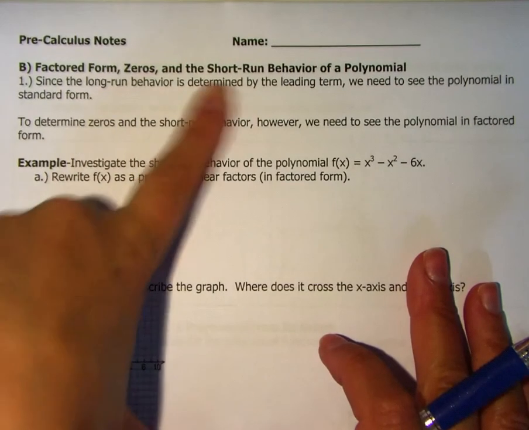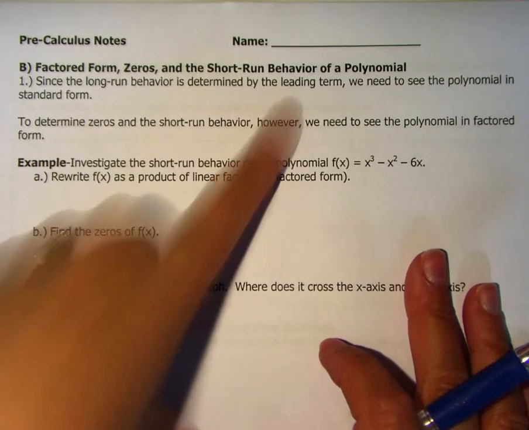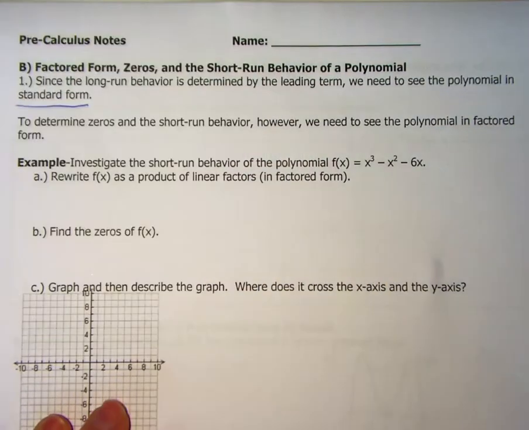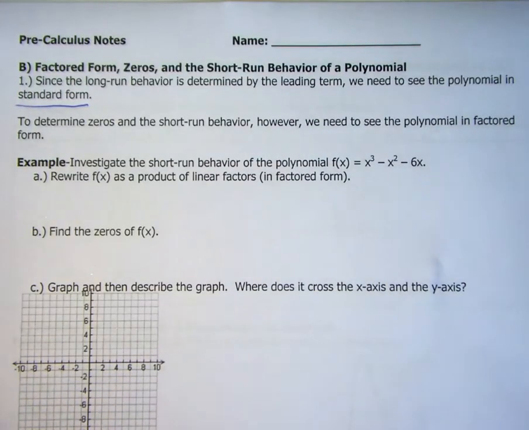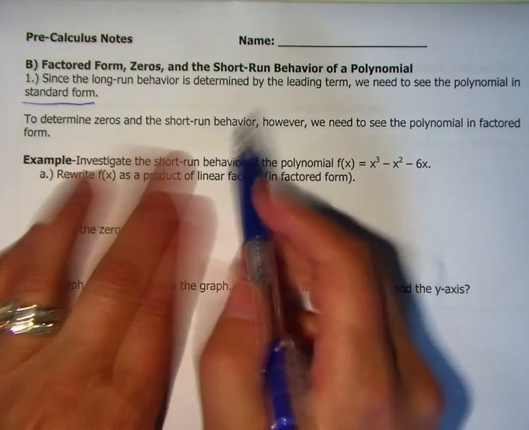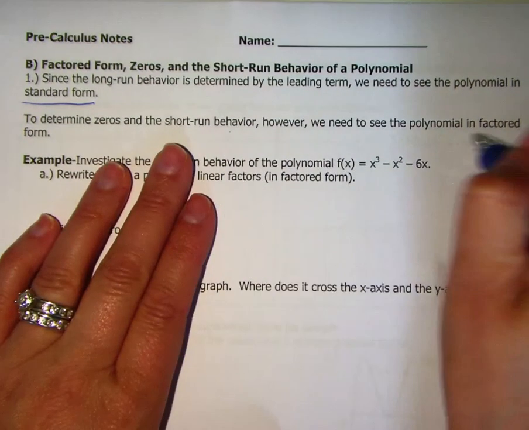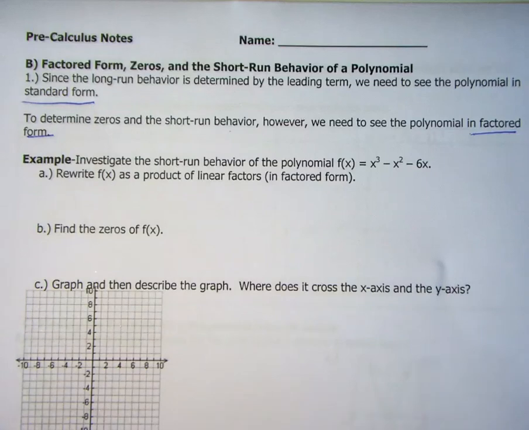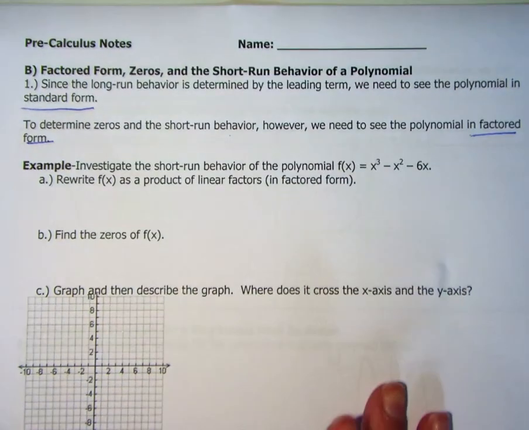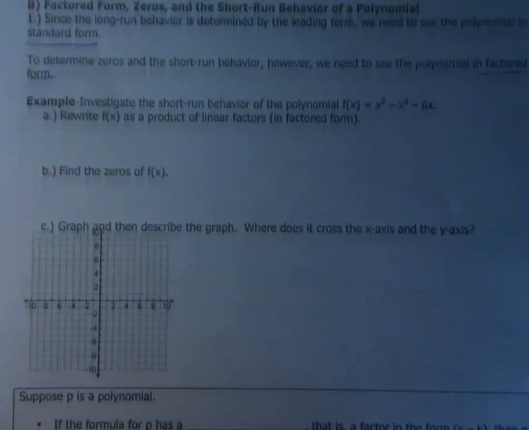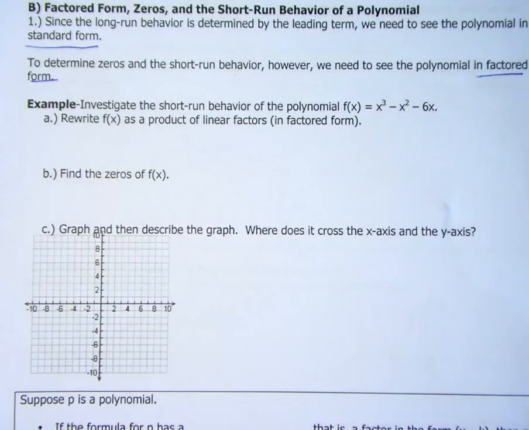Since the long run behavior is determined by the leading term, we always have looked at that in standard form, okay? To determine zeros and the short run behavior, we need to look at our polynomial in factored form. So when we go to this first example, it says to investigate the short run behavior of that function, and it kind of walks us through the steps. On this first one, it's going to have us factor that polynomial, okay? Long run in standard form, short run, we want to look at it factored.